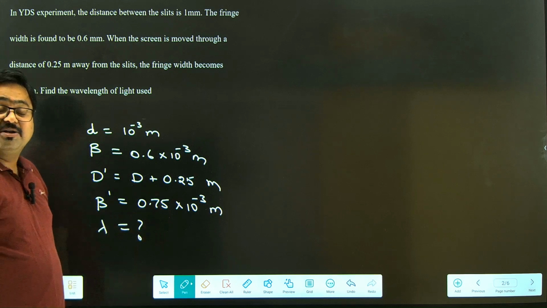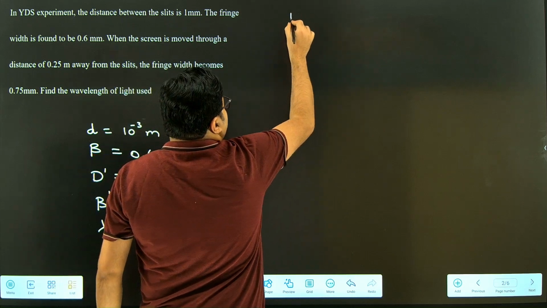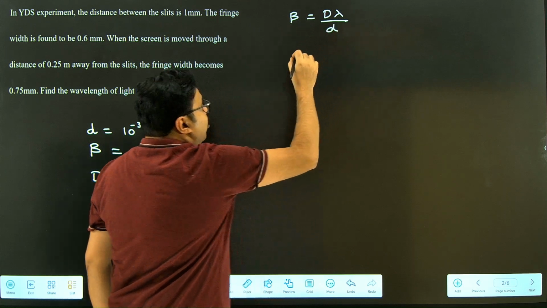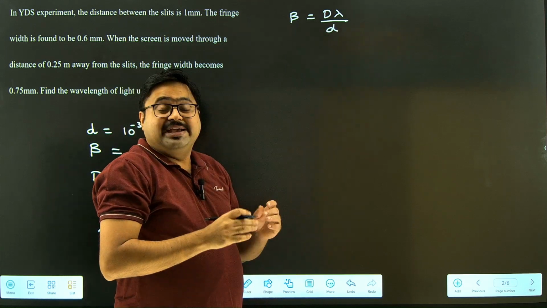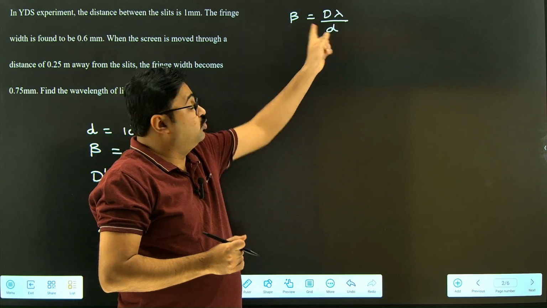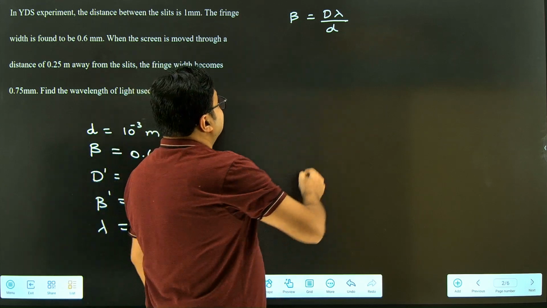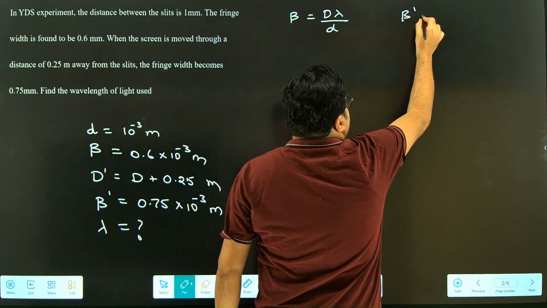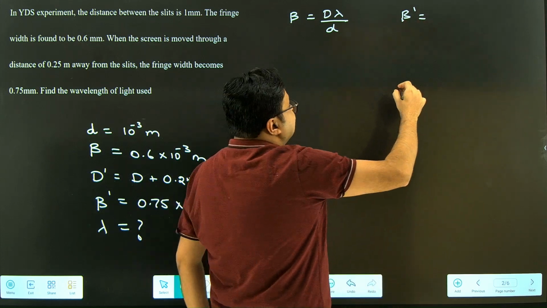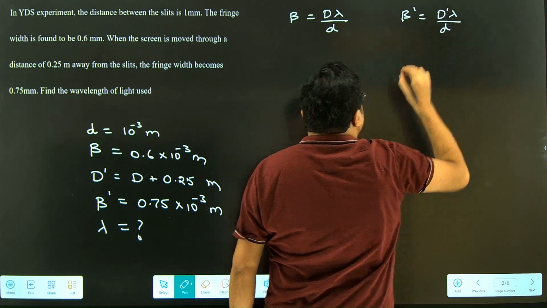With the given data, my friends, we know that the fringe width is given by beta, which is equal to capital D lambda divided by d, where beta is the fringe width, capital D is the distance between the slits and the screen, lambda is the wavelength of light used, small d is the distance between the two slits through which the light comes out and interferes. The same formula can be written for another situation. When you increase the distance between the plane of the slits and the screen, you can write it as beta dash equal to D dash lambda divided by d.